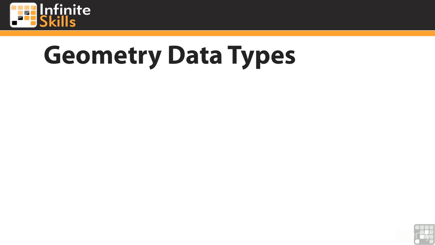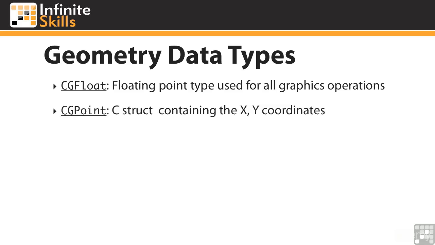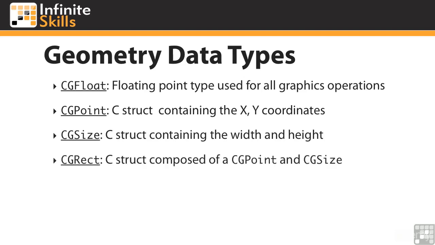There are a number of data types that are used to define a view's geometry. There's a CGFloat, and this is a floating point type that is used for all graphics operations. So as we're defining X, Y coordinates and width and height, we define those as floating point types. CGPoint, and this is a simple C data structure containing the X, Y coordinates for a component. CGSize, this is another C data structure containing the width and height. And then finally CGRect, which is a C struct composed of both a CGPoint and a CGSize. So as we're defining either the bounds or the frame of a component, we'll use a CGRect.